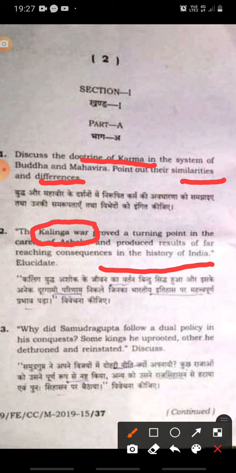Third question: why did Samudragupta follow a dual policy in his conquest? Some kings he uprooted, others he dethroned and reinstated. Discuss. So this is also a statement from ancient history, the Gupta period. You have to write about the expeditions of Samudragupta and also what type of policy he followed during his expeditions with the Aryavarta kings and with South Indian kings. So you have to write about this.